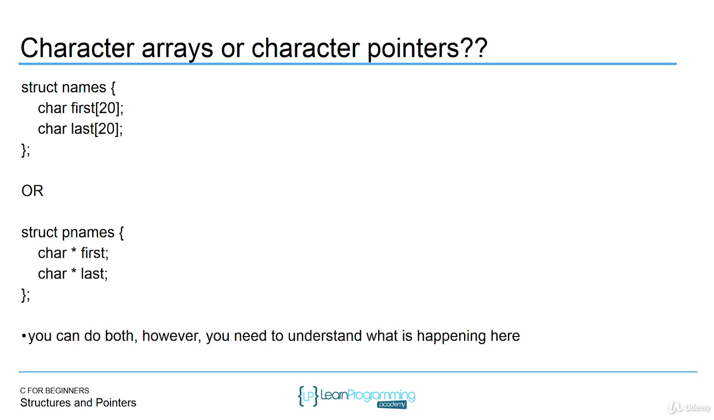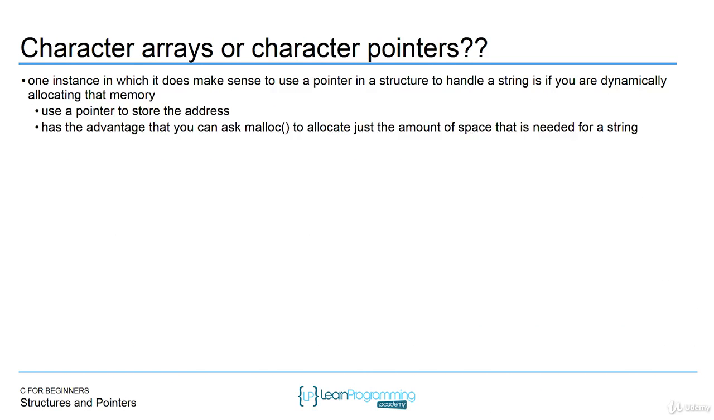Again, very different. You're allocating 40 bytes for these two character arrays inside the names struct. For the pnames struct, you have two pointers. There's no memory allocated for that when you create a variable of that type. It's just creating memory for the two character pointers, which is 8 bytes each. To actually allocate memory for what first and last are pointing to, you have to do a malloc. So one instance in which it does make sense to use a pointer in a structure to handle strings is if you are dynamically allocating that memory. That's usually when you use it.